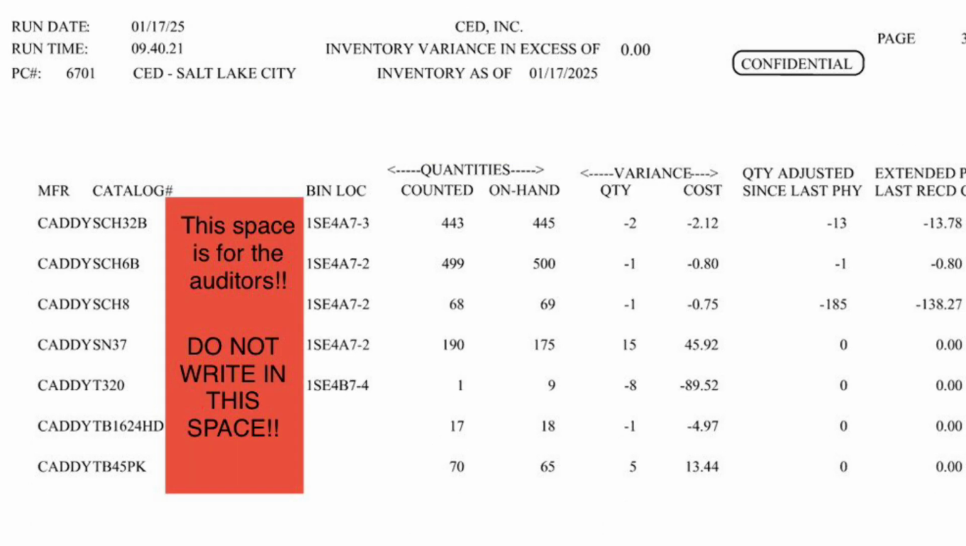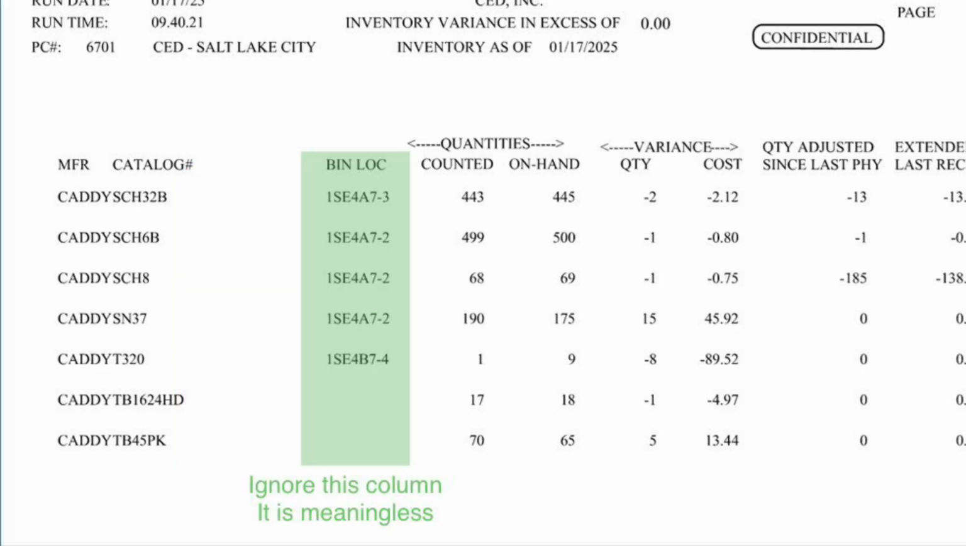The next thing to remember is to never write in the area marked in red on the variance report. Write anywhere but in that area. That area is reserved for the auditors to make the needed corrections to our counts. Again, don't anger the auditors. The next column, shown in green, is bin location. This data comes from CEDNet, not Latitude. Ignore this information. Latitude will provide you with the correct bin locations, as I will demonstrate shortly.